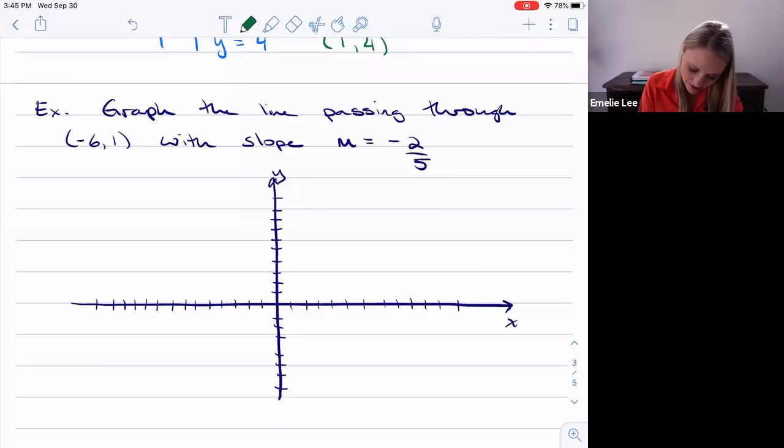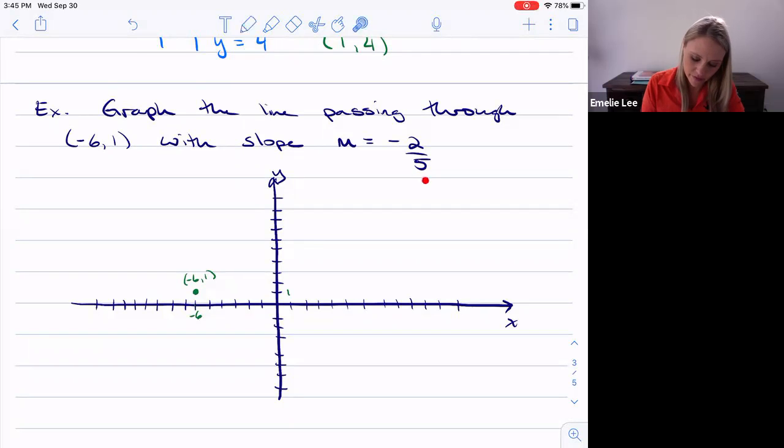Okay, that's all right. So first thing I'm going to do is plot my -6, 1 point. So I'm going to go 1, 2, 3, 4, 5, 6 in the negative direction, right? So here's -6, and then up 1, which puts me at -6, 1 here.